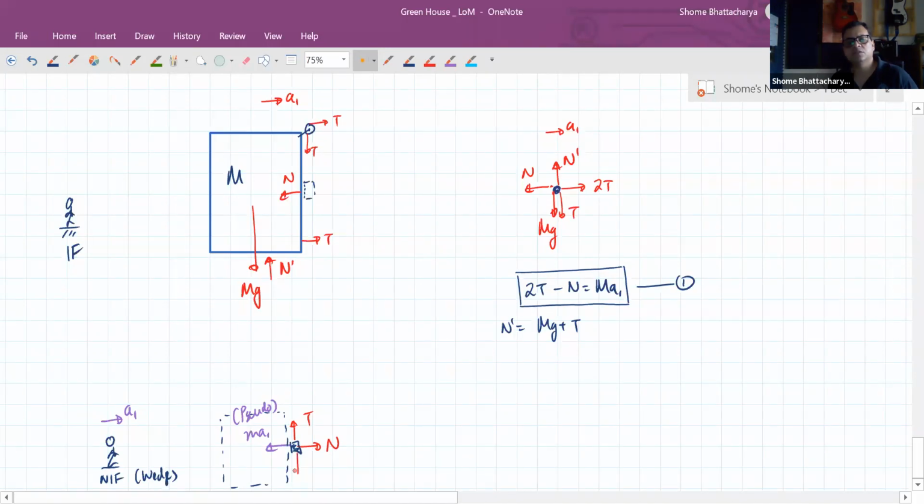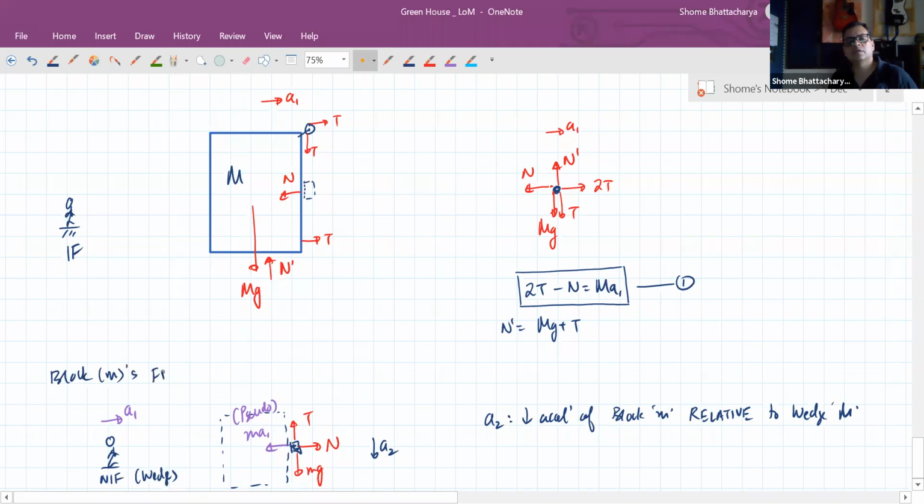Tension T acting upwards, its own weight mg. And in this frame, it has a downward acceleration a2. So a2 is the downward acceleration of the block small m relative to the wedge, capital M. So this is the block m's free body diagram in the non-inertial frame. This is the wedge, capital M's free body diagram in ground frame.